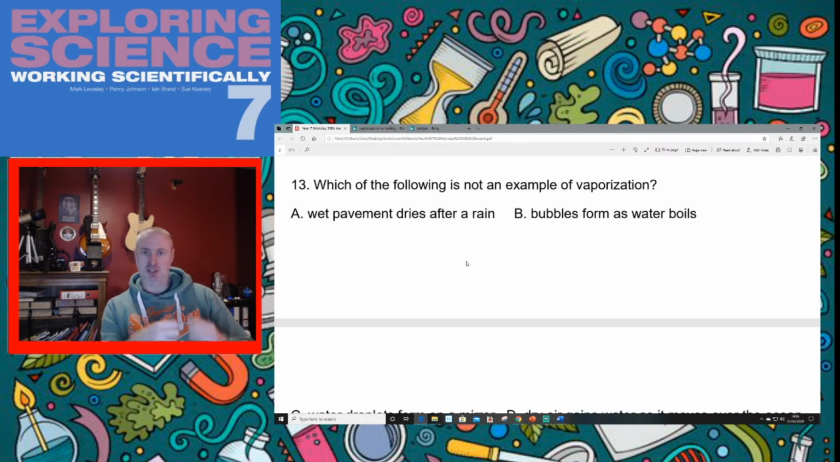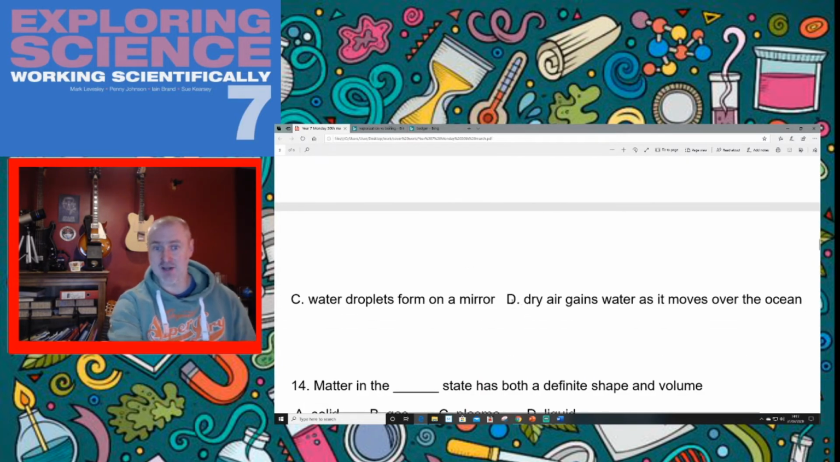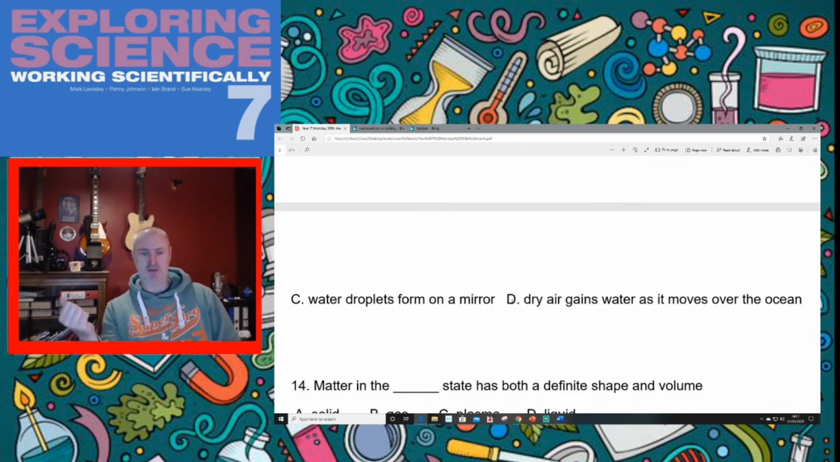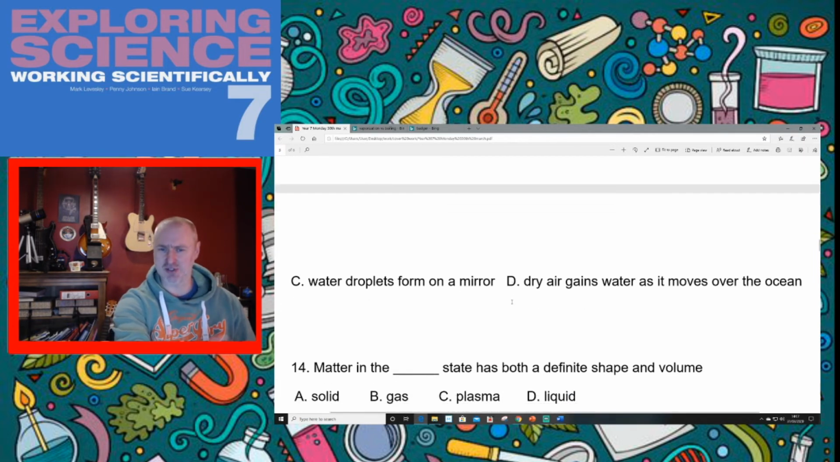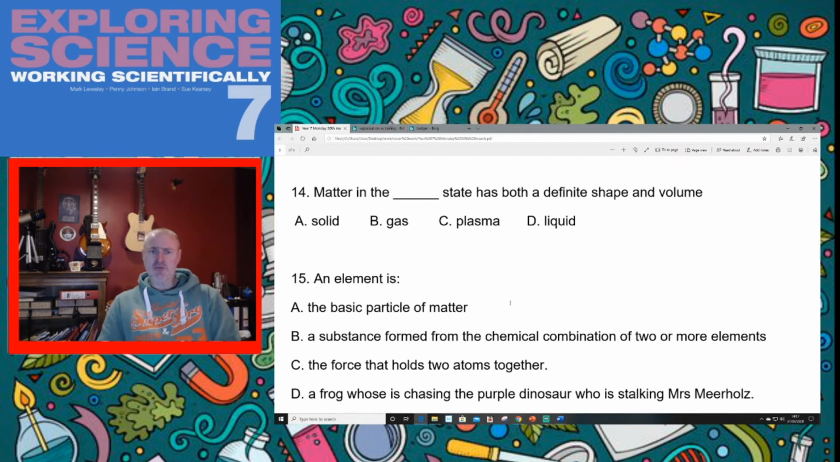Right, that water turning into a gas, we'd class that as an example of vaporization. D would also be evaporation, so a type of vaporization. C is the opposite, condensation. So C is not vaporization. So you may not have been familiar with that word. Hopefully you are now. Question 14.